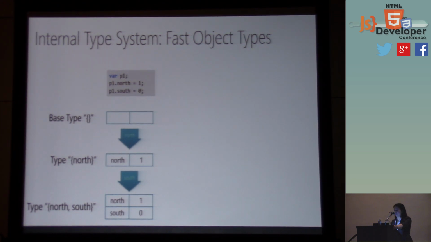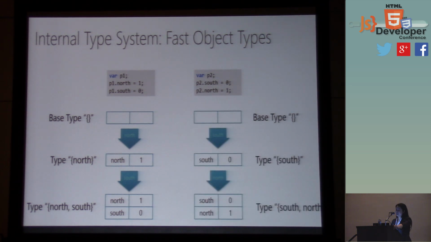Now let's take a look at another object. It's called P2. It has exactly the same properties, north and south. The only difference here is that the order of the properties changes. This is north-south, this is south-north, right? So I'm doing exactly the same allocation in memory itself. Now, can somebody tell me whether P1 and P2, these two object types, are the same?